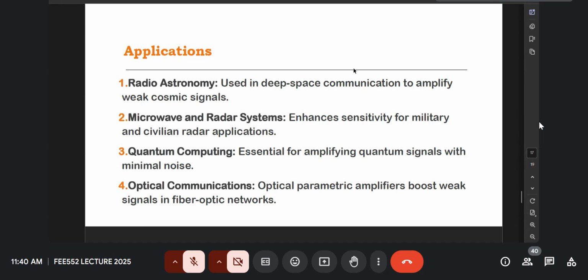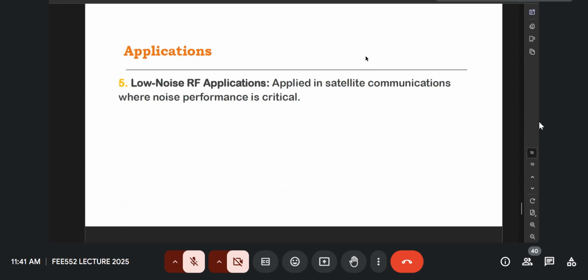Then we have optical communications. They're used to boost weak signals in long haul optical networks that join continents in submarine cables. We can use optical parametric amplifiers as repeaters. Instead of repeaters, we can use them to boost the optical signal as it travels, especially in long haul optical networks, and also in low noise RF applications.